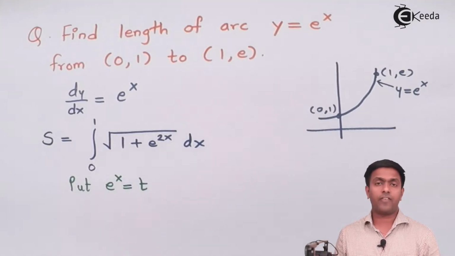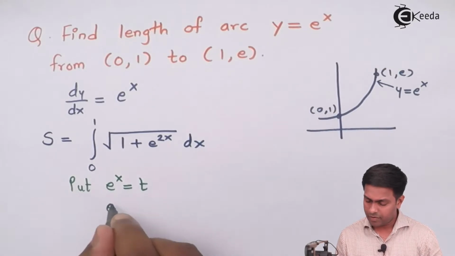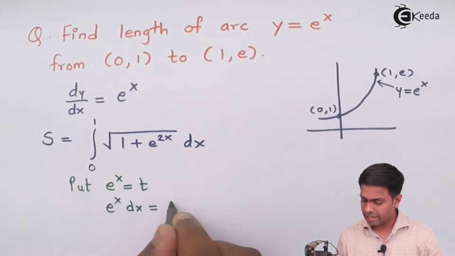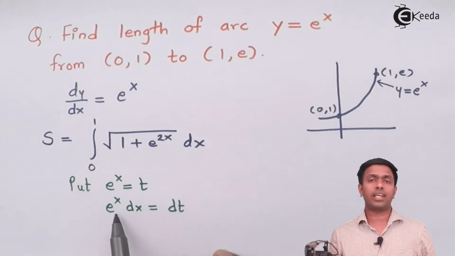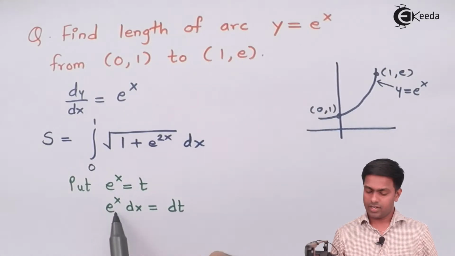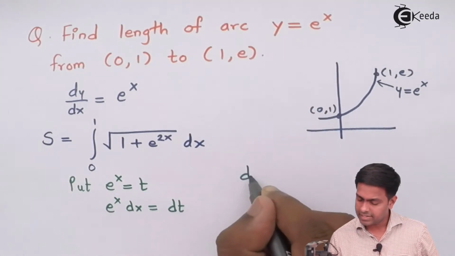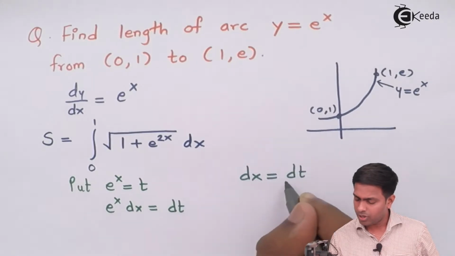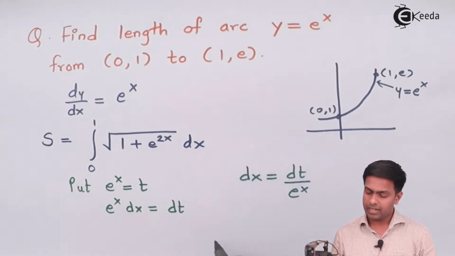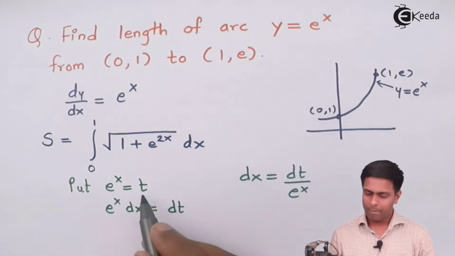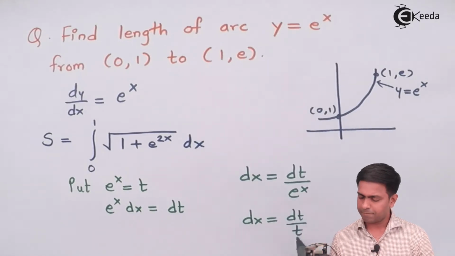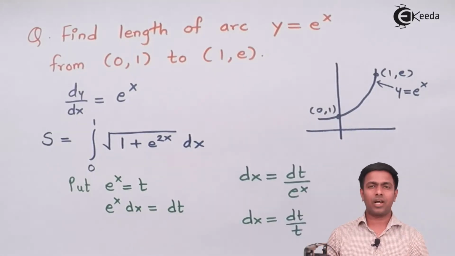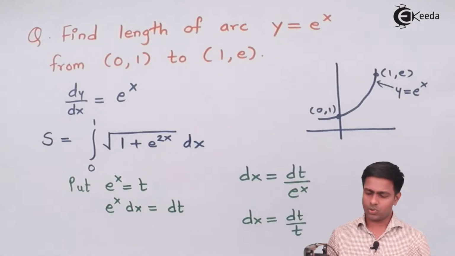Now if I find the derivative, I'll get e to the power x dx equal to dt. Now guys, if you observe here, we just have dx, we don't have e to the power x dx. So I'll send this e to the power x to the right hand side. So I'll get dx as dt upon e to the power x, and we know that the value of e to the power x is t. So we'll get the value of dx as dt upon t. Now guys, one more thing, since we are converting this question from x to t, we have to change the limits also. So let's see what we get.